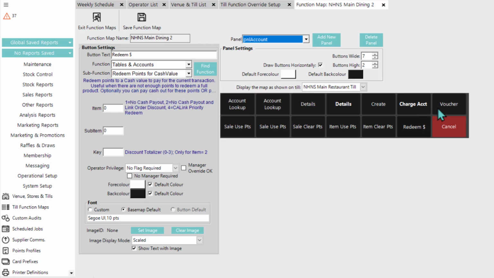And lastly, we have the ability to redeem points for a voucher by either linking a voucher ID or allowing the operator to select from a list. So those are the different options that we can set in the item field there. But yeah, those are our redeem points till functions options that we've got.